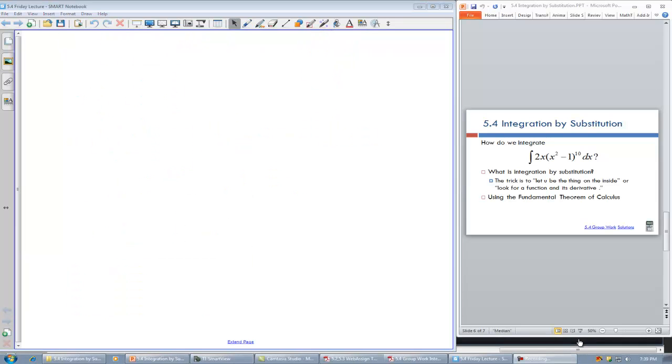All right, so we're back again, and we're talking about 5.4, integration by substitution. And what we want to talk about is how we can use the fundamental theorem of calculus to solve these types of integrals when we have limits of integration, when we have numbers here.